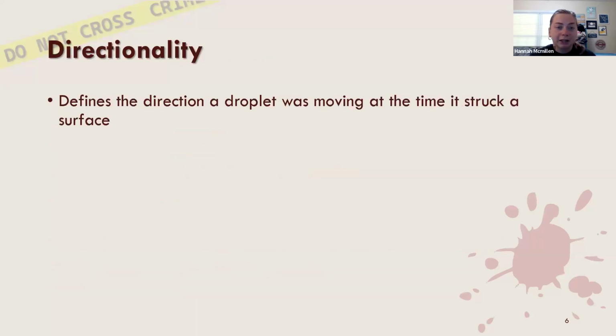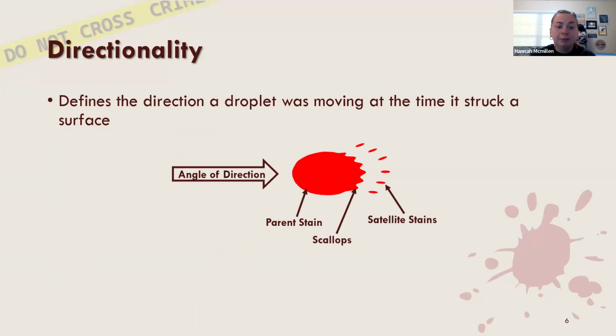So jumping into directionality, so what we were talking about a little bit earlier, this defines the direction a droplet was moving at the time it struck a surface. So when we're looking at a blood stain, we can determine the angle of direction and where that blood stain originated from based off of the stain itself.